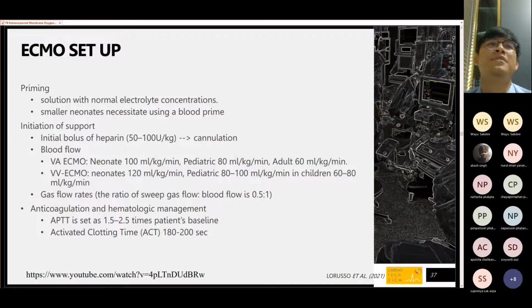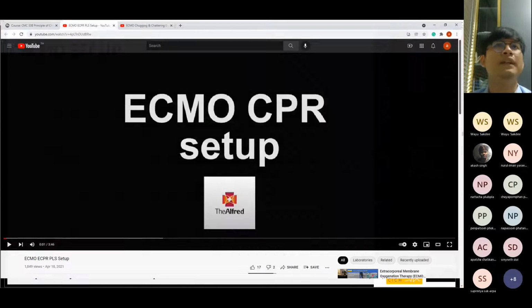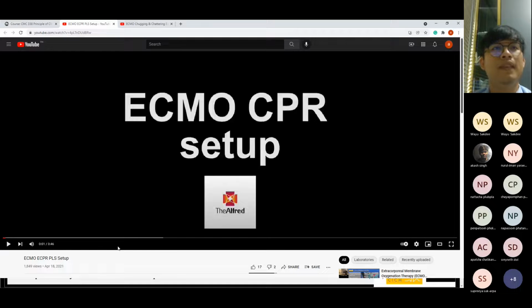After you have primed, we're going to connect with the cannula and start the ECMO. So I have a video to share with you as an example of the ECMO setup, like here from ELSO, which is the Australian ECMO Center.